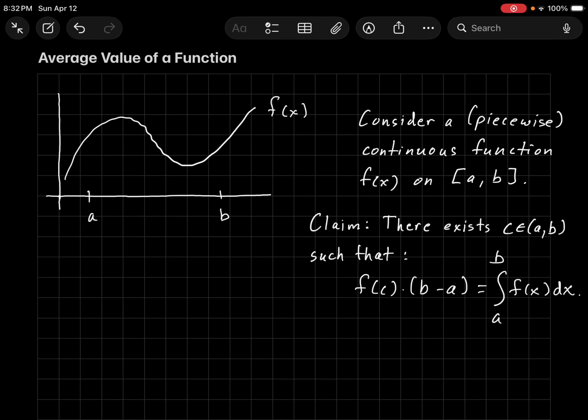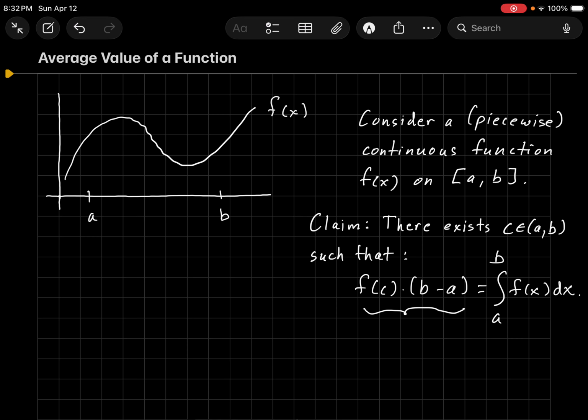The average value of a function. Consider a continuous function, perhaps piecewise continuous, on the closed interval a to b. My claim is that there exists a value c on the open interval a to b such that f of c times b minus a equals the integral from a to b of f of x dx. Now, what does this mean?